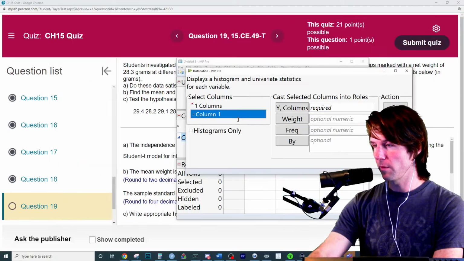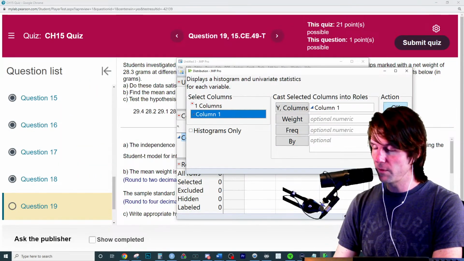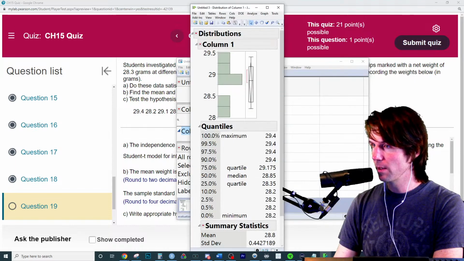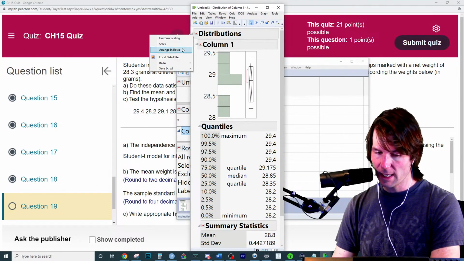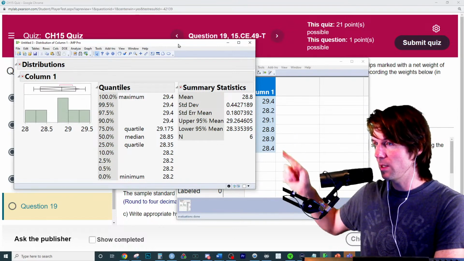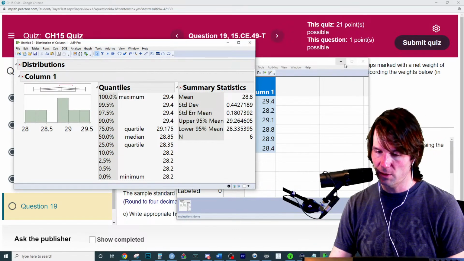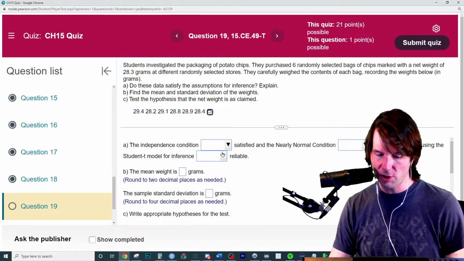Then double-click the variable name you want, which is the only variable you have. And now that you've double-clicked that, click OK. Now go ahead up here and hit Stack. And you can see the mean over here, which is 28.8, and the standard deviation, which is 0.4427. So there's the mean, and there's the standard deviation.